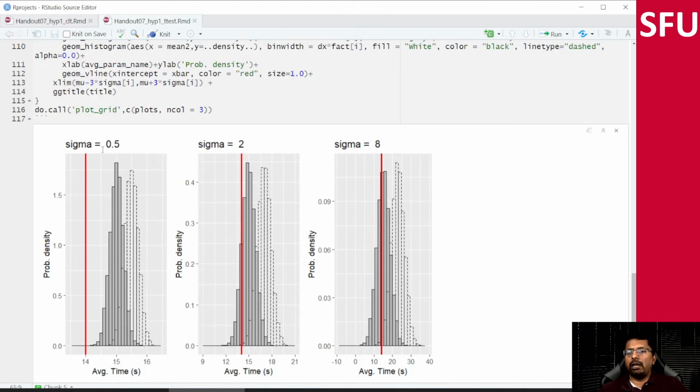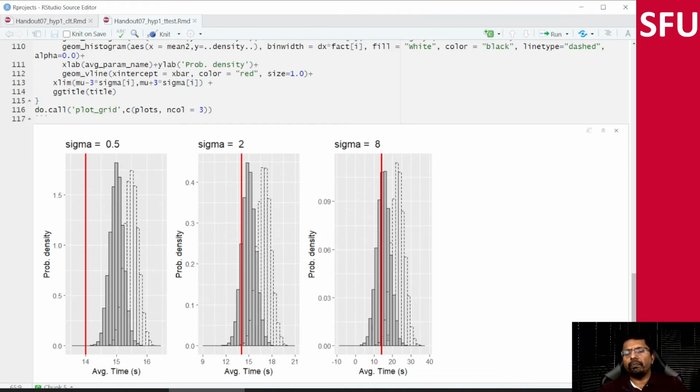Notice that when sigma is 0.5, my 14 seems to be well outside of the distribution. So it seems unlikely that the null hypothesis is true. But if my population sigma is higher, at 2, then the red line, which corresponds to the sample mean, seems to be going into the middle of the distribution, so it becomes more and more likely that you might have gotten such a mean. Again, if you go to 8, it seems to be very close to the middle of the distribution.